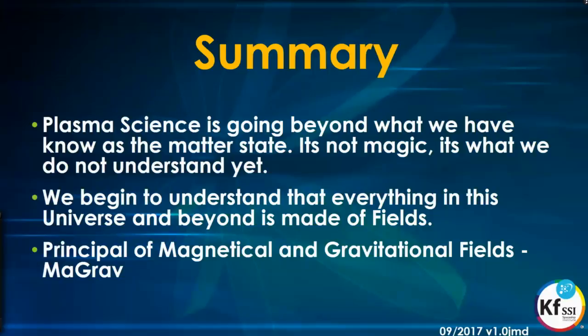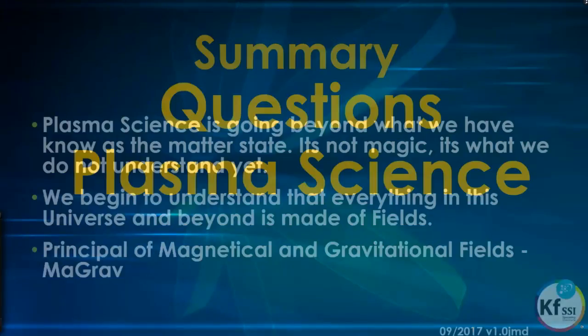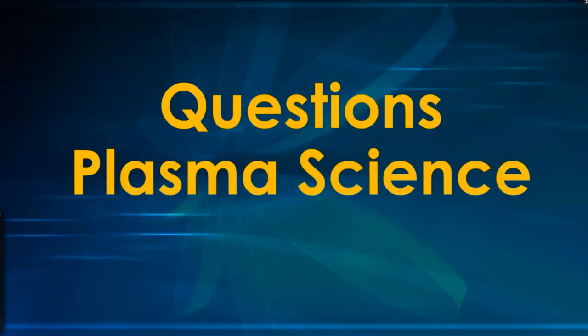And we begin to understand that everything in this universe and beyond is made of magnetic fields. So that is an important point to remember, that even the matter that you're looking at is all made of fields. And if you understand the principle of where we're getting the magnetical and gravitational fields. So those were the two basic concepts we wanted to get across for this introduction to plasma science, that everything comes down to the fields, and it's how these fields interact with each other that we see today around us.